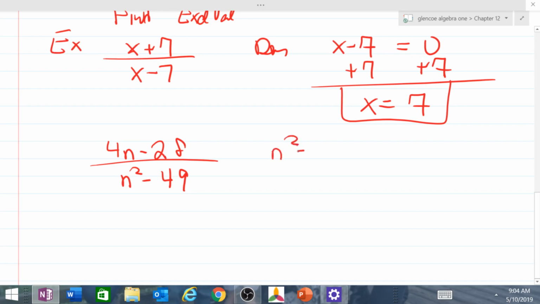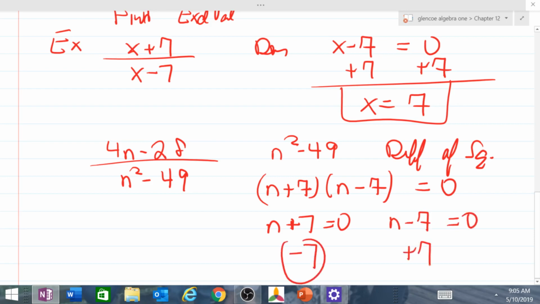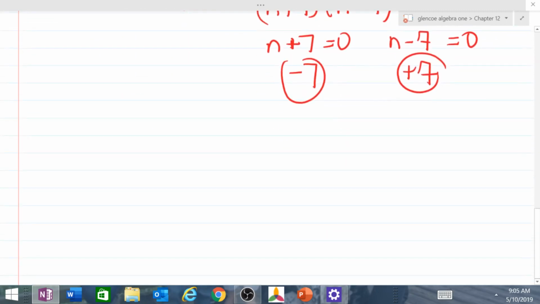My denominator is n squared minus 49. It is the difference of squares, which means it will factor as n plus 7 times n minus 7. I zipper it, and when I solve it, I'm going to get two solutions this time instead of one, negative 7 and positive 7. The second concept that we learned in 12.2 was simplifying a rational expression.